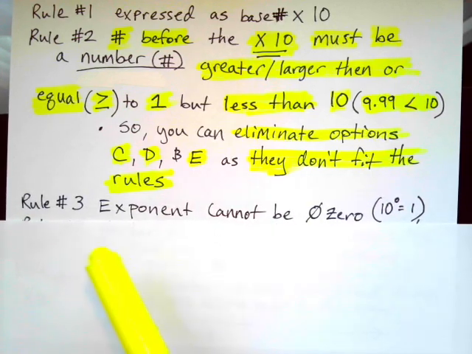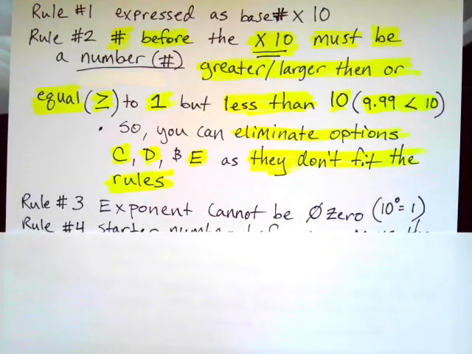Your exponential value, that's times 10 to the exponential, cannot be 0, right? If you watch my video on exponents, anything to the 0 power equals 1. So you cannot have an exponent with a 0. If you ever see that in an option, cross it off. It cannot be part of the answers.